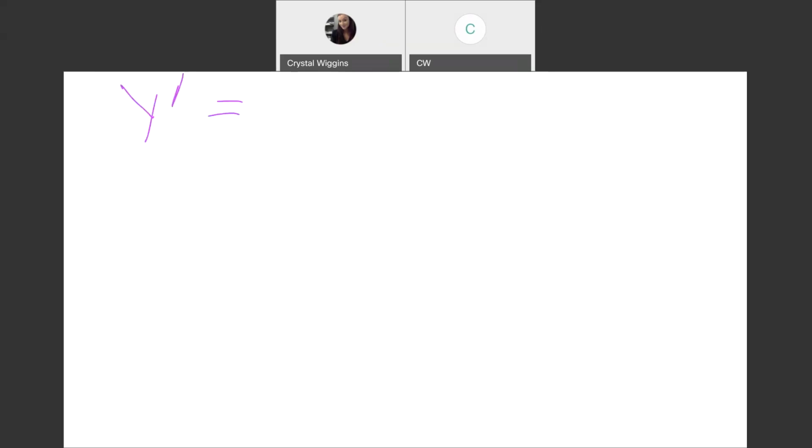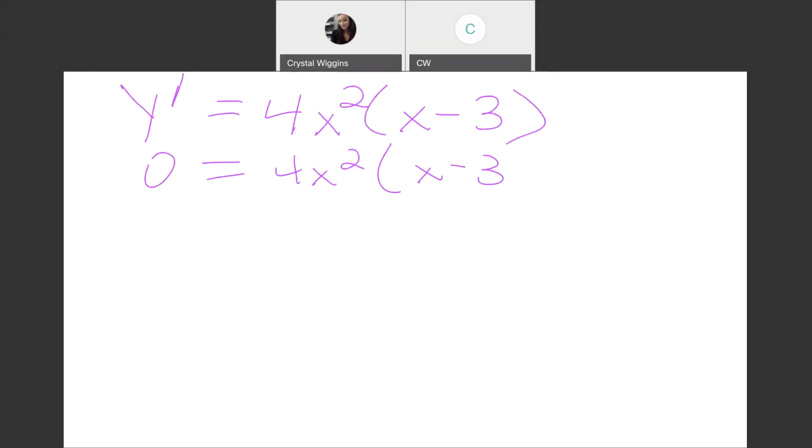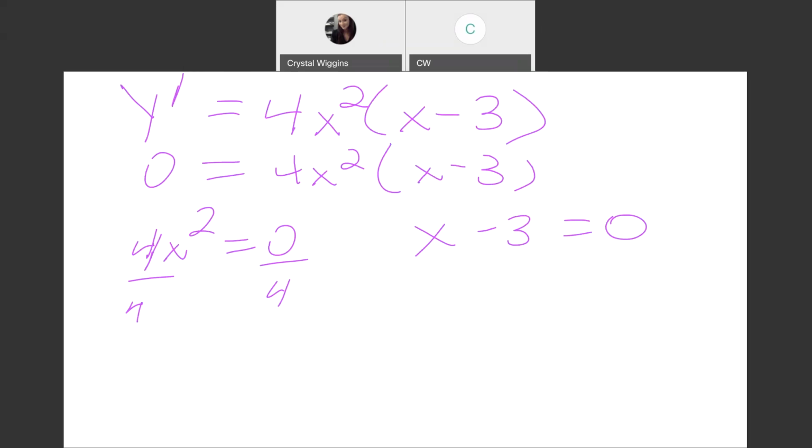So the derivative is equal to 4x squared times (x minus 3). We set it equal to 0. We can set each piece of the product equal to 0 separately because we know that in order to multiply and get 0, one of these pieces had to be 0 to start with. So now we divide by 4 because we're undoing PEMDAS when we solve for x. So we get x squared is equal to 0.